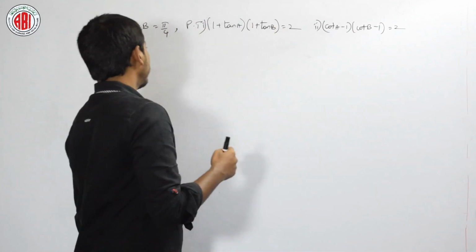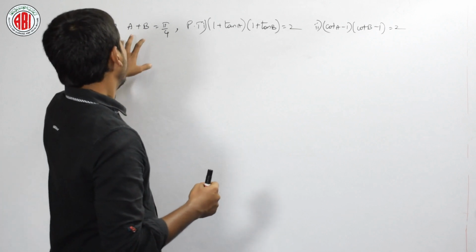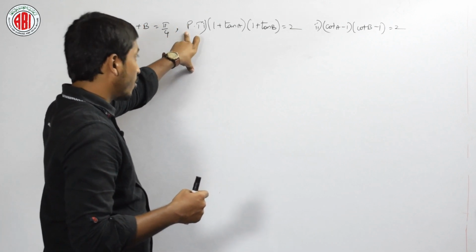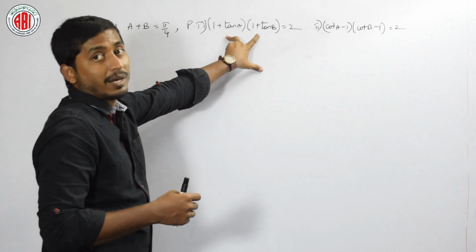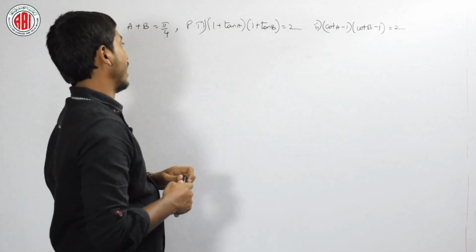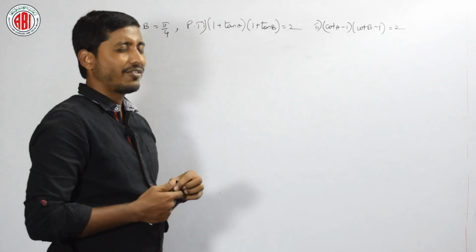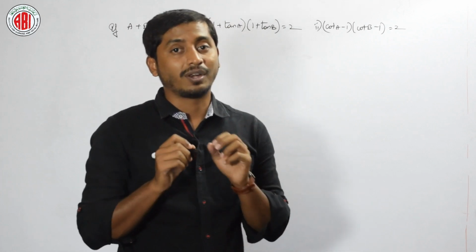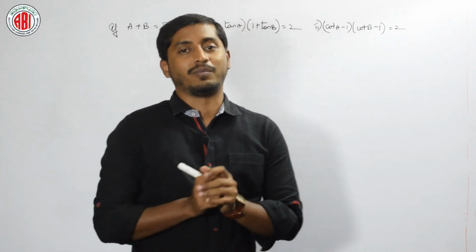See here, the question given: a plus b is equal to pi by 4, and we are asked to prove that (1 plus tan a) into (1 plus tan b) is equal to 2. How to do that? What is the formula we have to remember here? Again, the formula is going to repeat all the time in all the problems.